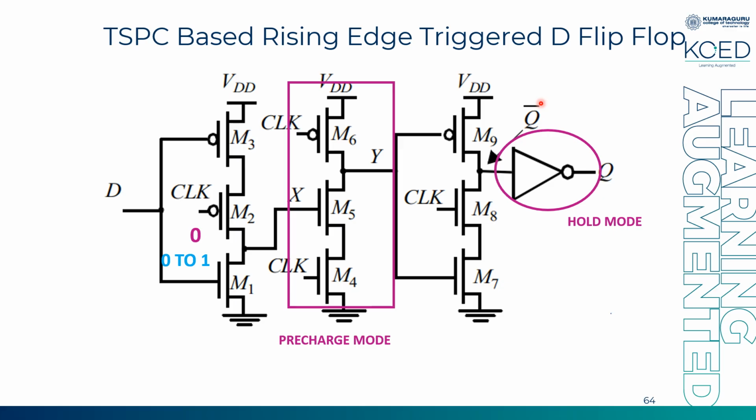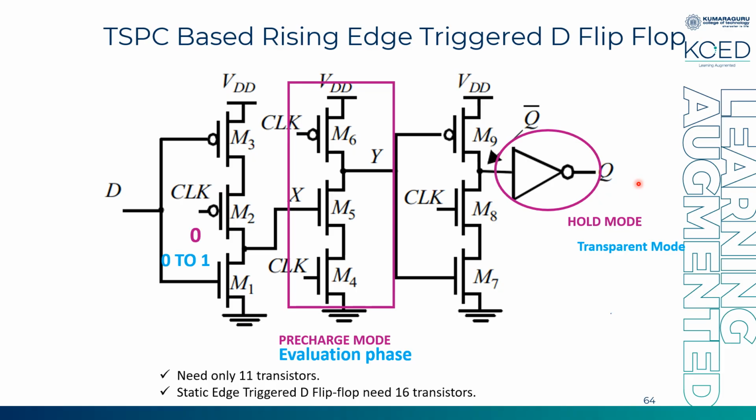Okay, when clock is moving from 0 to 1, rising edge triggered இல்லையா? So rising edgeல போறப்போ இது வந்து evaluation phaseல வந்துரும். The inputs will be evaluated and the final inverter will be in transparent mode. Okay, so when clock moves 0 to 1, உங்களோட input value D will be obtained as Q here. So the detailed explanation I have given in the next slide in the form of theory.